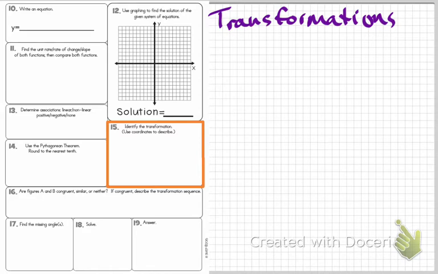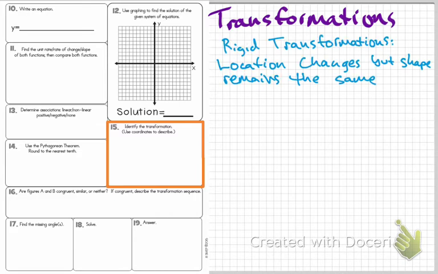There will be 4 different transformations that we learn about this year, although there are more transformations than this. These 4 different transformations can fit into 2 categories. The first category is called a rigid transformation. In a rigid transformation, the location of the shape will change on the coordinate plane, but the shape itself will remain exactly the same. This means that if I start with a 2x2 square, I'm going to end with a 2x2 square. It's simply going to be in a different location.